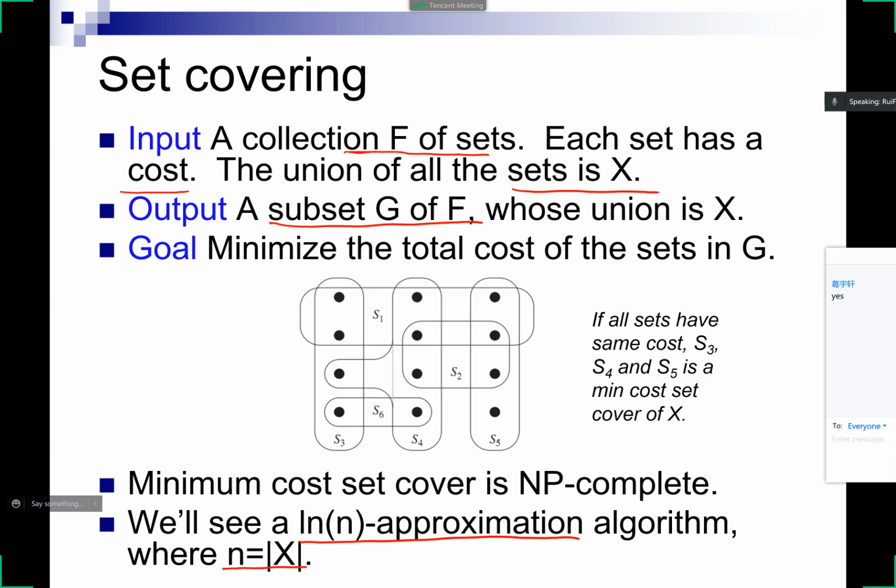Now, if n is larger, let's say you have 100 elements, then your approximation factor increases. Let's say log of 100 is something like 6. So if you have 100 elements, you only get a 6 approximation. By the way, if you get a 6 approximation, that means that the cost of the sets that we pick is going to be at most 6 times the minimum cost. So the more elements we have, the worse our approximation factor becomes.